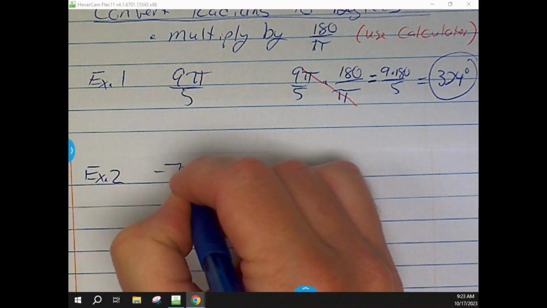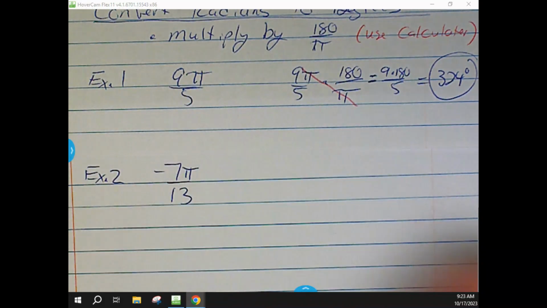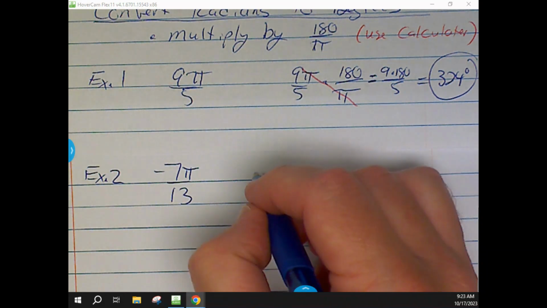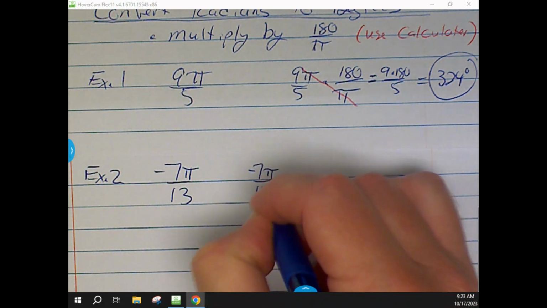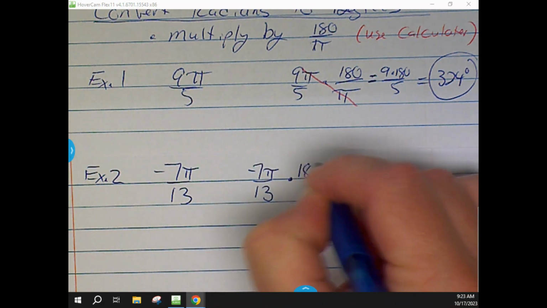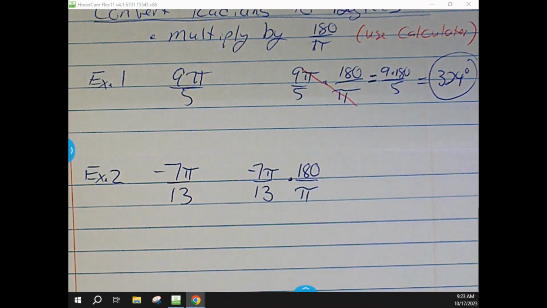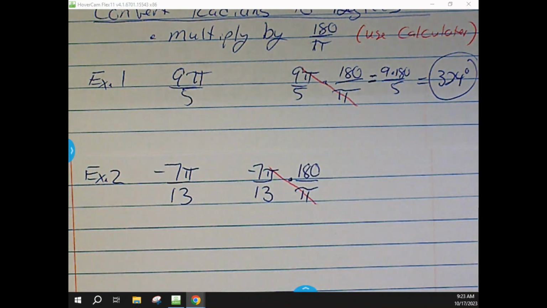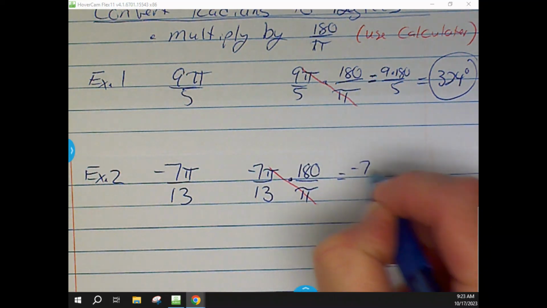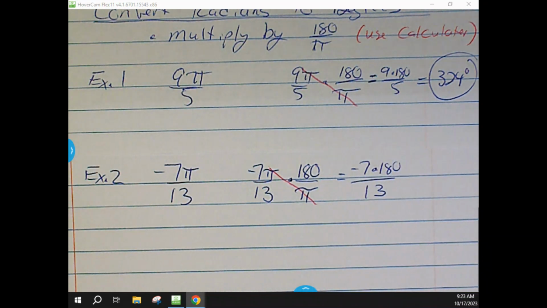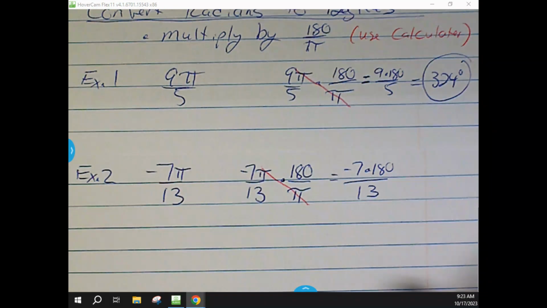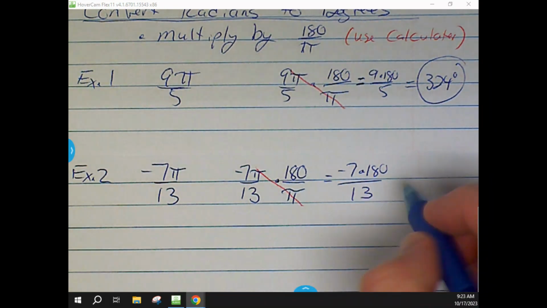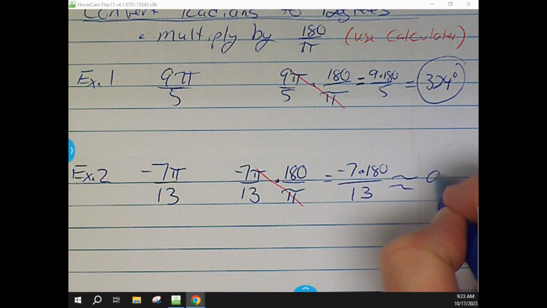So if you have negative 7 pi over 13, we're going to take that number again, multiply by 180 over pi. And again, the whole reason we do that is the pi's will go away, which is what we want. And now it's negative 7 times 180 divided by 13. If you multiply that out together and round it off, that should round off to like 96.9.